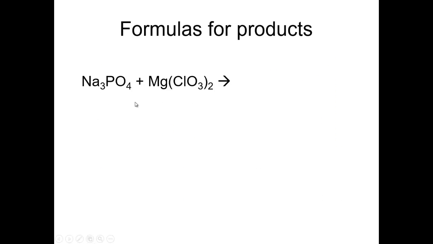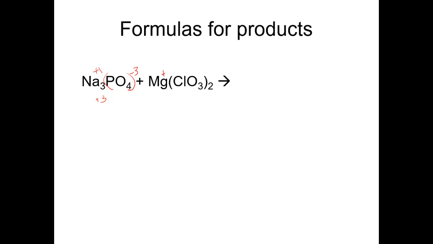So most formulas will be given to you, but if you are asked, for instance, you might be asked something like this, where you're given that you have sodium phosphate, you're given the formula, and magnesium chlorate, and you may not remember your charges on your polyatomic ions, but you can figure them out based on what you have here. So this is a plus one, and there's three of them, so this is a plus three, and there's one of these phosphates, so its charge must be minus three to make it neutral.